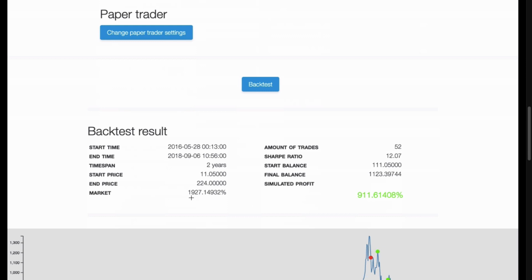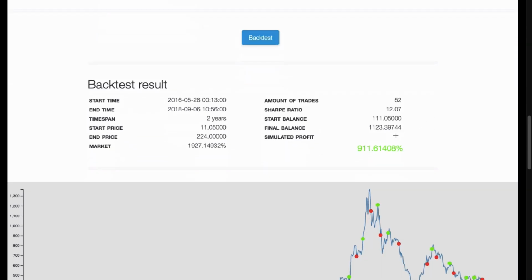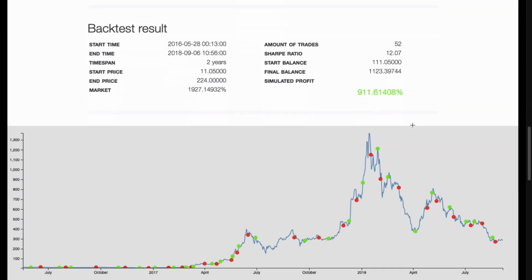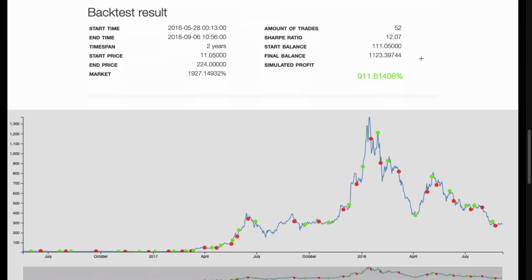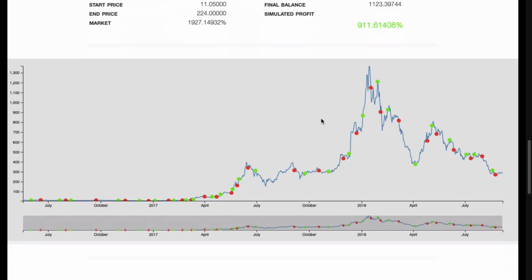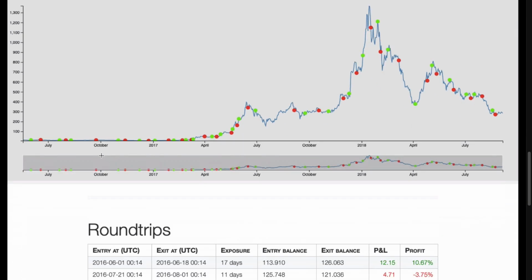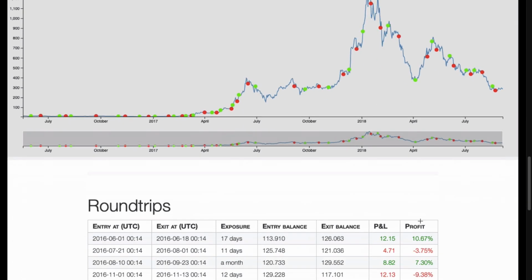Granted, again, the market made 1,927%, meaning if you bought and held, you would have made more. You made twice as much. But at least it shows you that it is a net positive strategy. So it's not that it's not going to lose money, that's for sure, but there's definitely room for perfecting, for improvement. But you see a lot of trades in here, and most of the trades are positive.